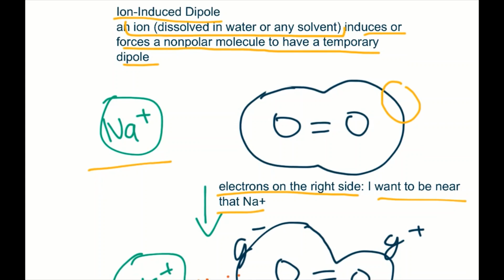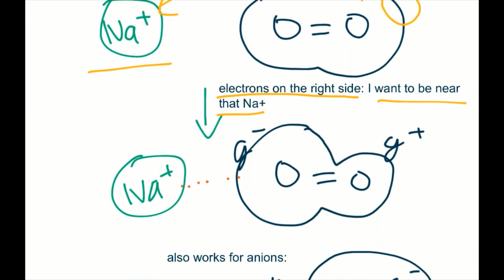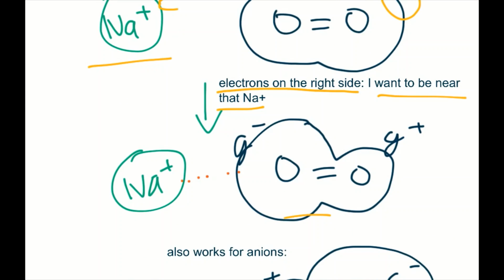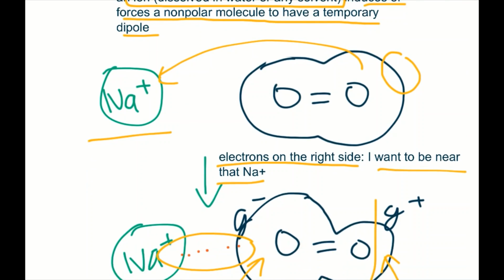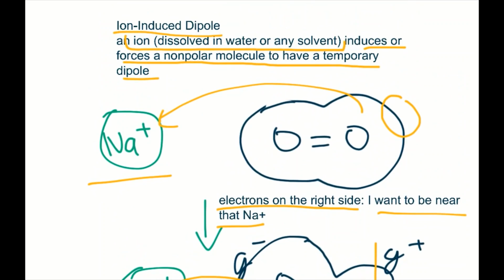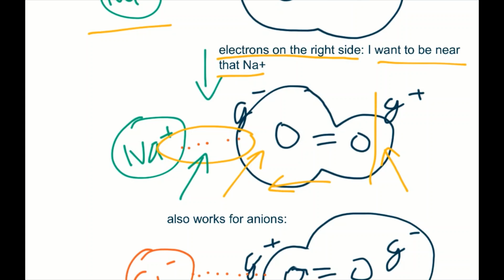be near that Na plus, and they will be attracted to it, and because of it, the electron density will move toward the left, and because of that, this side will be partially negative, this side will be partially positive, and you just created a little linkage, and that is called an ion-induced dipole force, and I should add force to be more specific, because this is an attractive force that keeps these two things together.